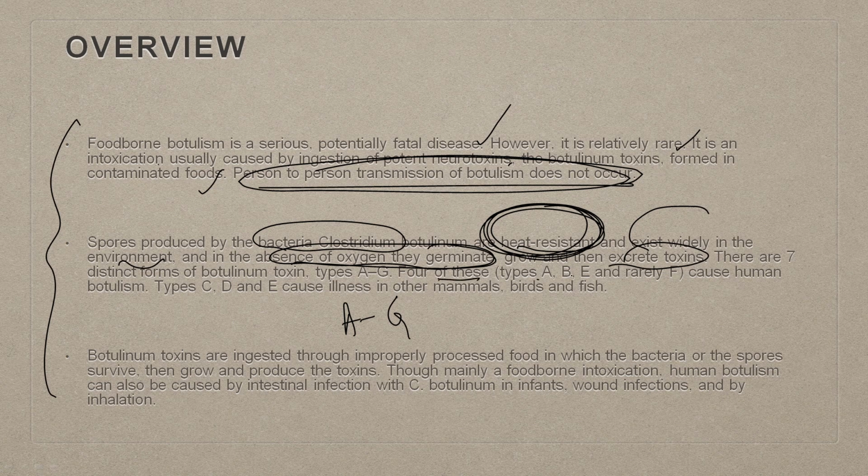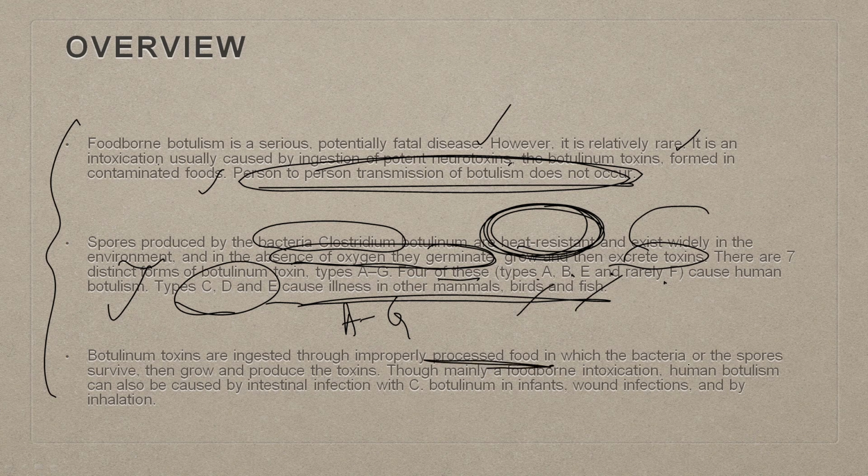Four of these, A, B, E and rarely F, cause human botulism. Types C, D and E cause illness in other animals like birds and fish. Okay. Botulinum toxin is ingested through improperly processed food in which bacteria or the spores survive. They grow and produce toxin in anaerobic conditions. Mind it, it is in anaerobic conditions that they do so.